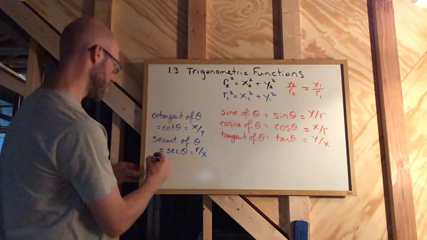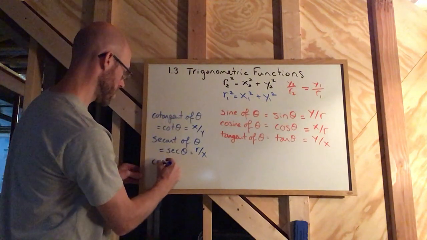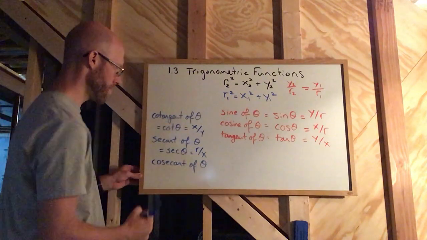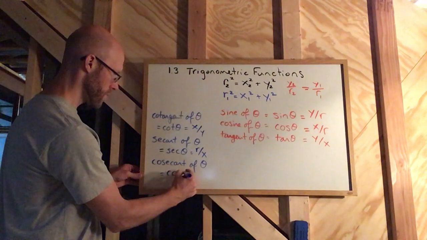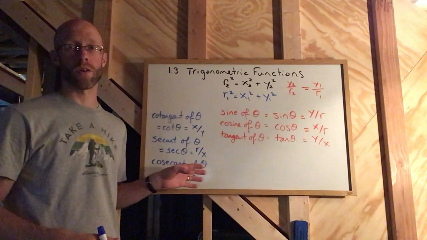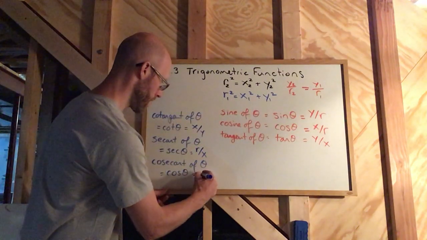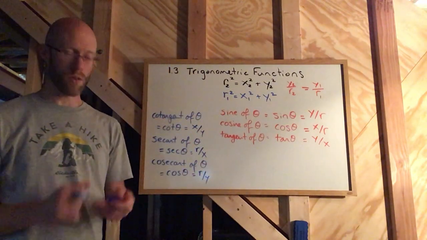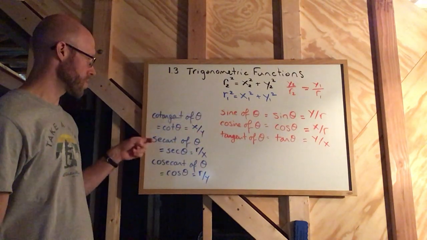Right? Finally, we have one called the cosecant. Cosecant of theta, and that's abbreviated csc theta. And of course, that's going to be the reciprocal of the sine. So look at the sine, flip that, it's r over y. Okay. So these are the 6 trig functions: the sine, cosine, tangent, cotangent, secant, and cosecant.